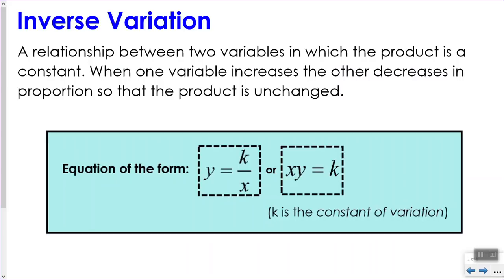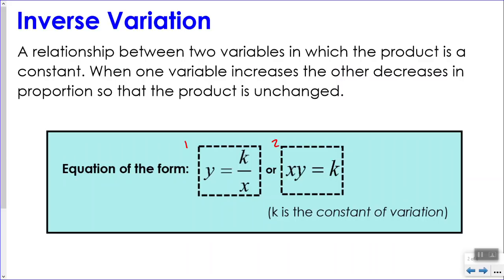So in direct variation, the quotient was constant. Now, this is going to be a constant product. So when one variable increases, the other is going to have to decrease in value so that the product remains the same. We have two equations that we use for inverse variation, and both of these are perfectly good answers any time that you're being asked for the equation.